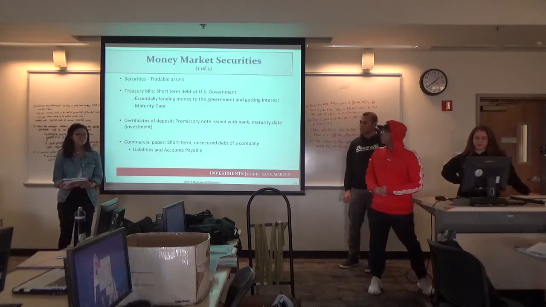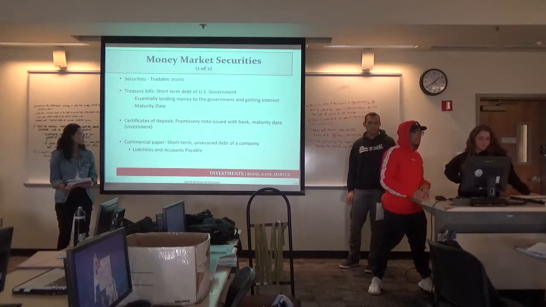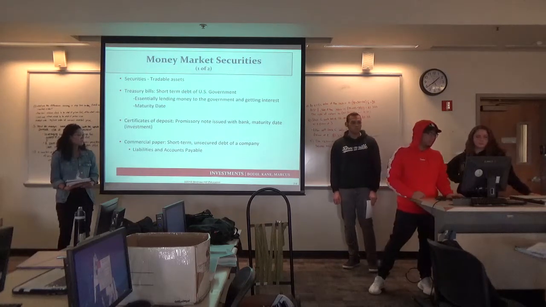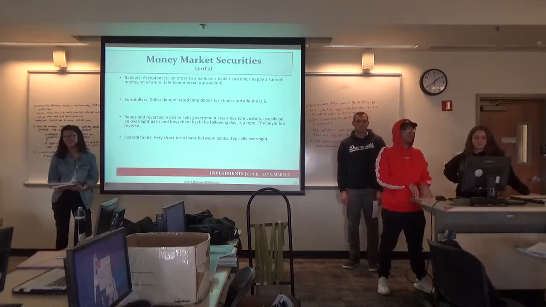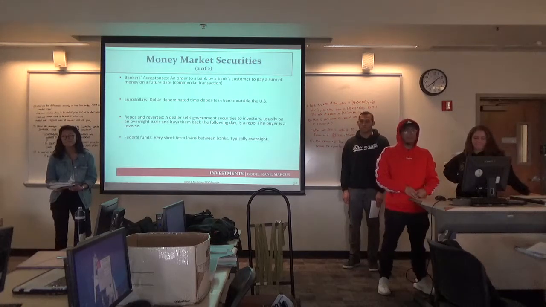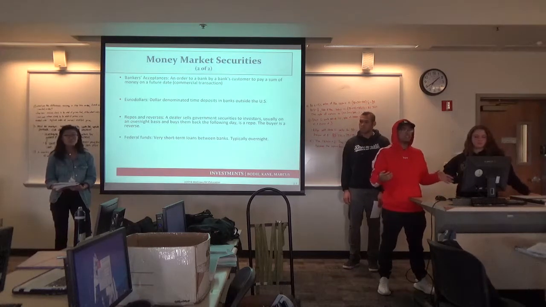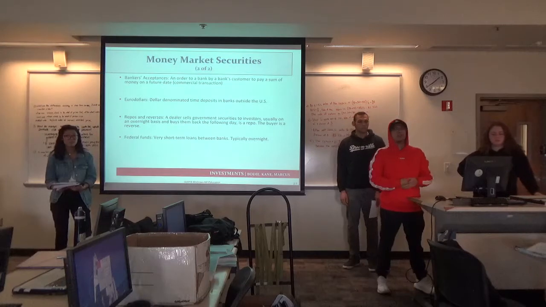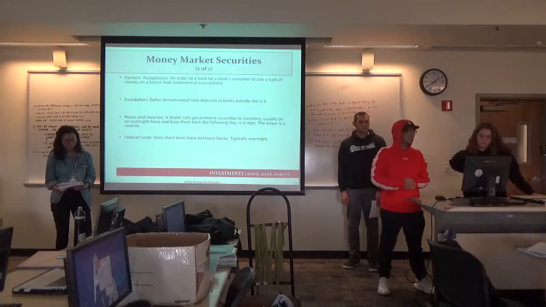Commercial paper is short-term unsecured debt of a company, and for a company, it's like liabilities and accounts payable. Those are commercial papers. Bankers' acceptances are kind of like treasury bills and bank certificates of deposit, but it's a commercial transaction, so it's more common from a company to a bank. Eurodollars are time deposits in a foreign currency.